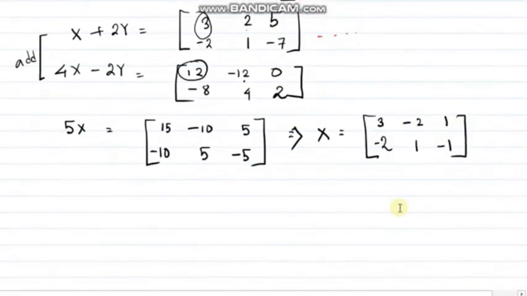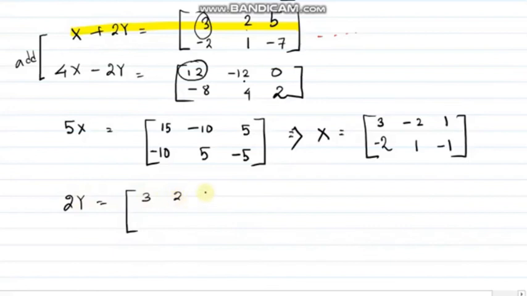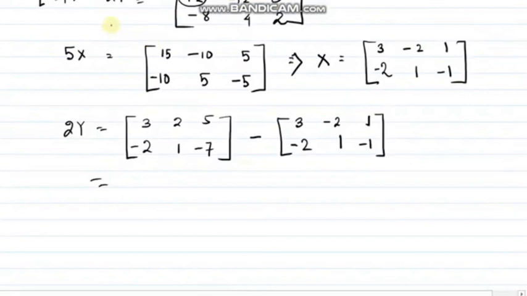Now if I put the value of x in this equation, the simple one, we can write that 2y equals [3 2 5; minus 2 1 minus 7] minus x, because if x comes to this side it will be minus x, so minus [3 minus 2 1; minus 2 1 minus 1], right? Be very careful before doing this operation, because outside we have minus.